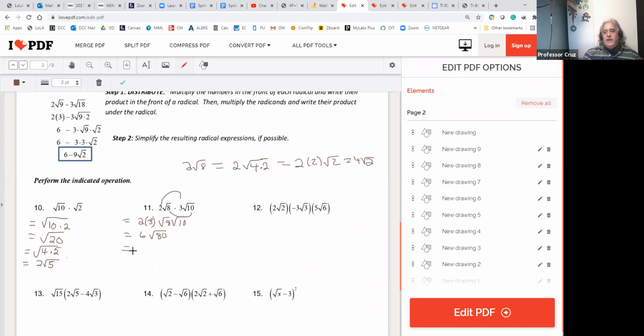Because square root of 80 is 16 times 5, right? And then the square root of 16 is 4, and the square root of 5 stays in there. So this is 24 square roots of 5. Okay?